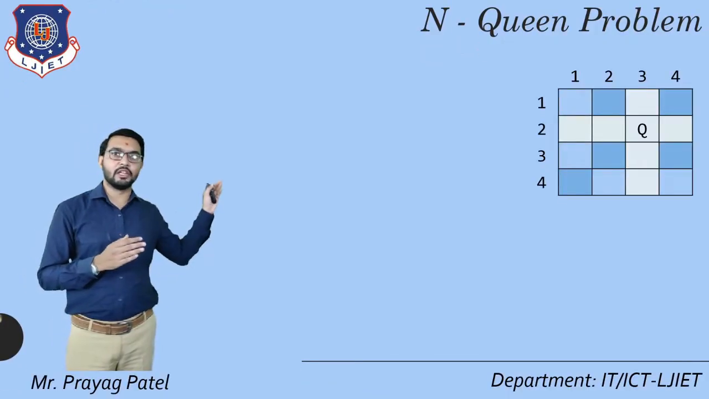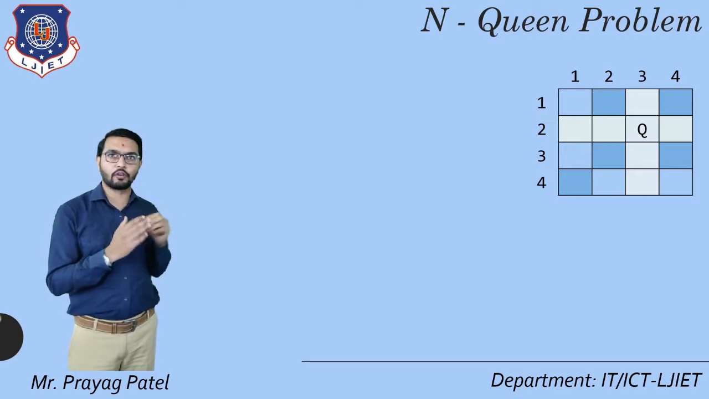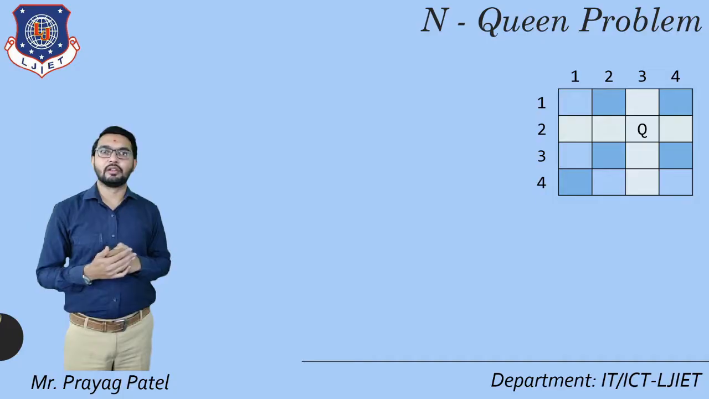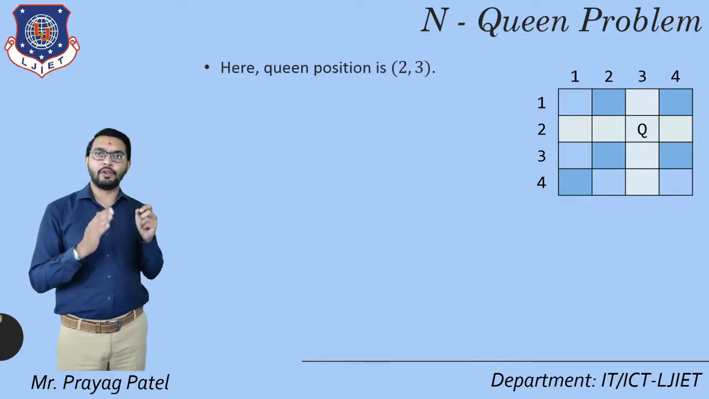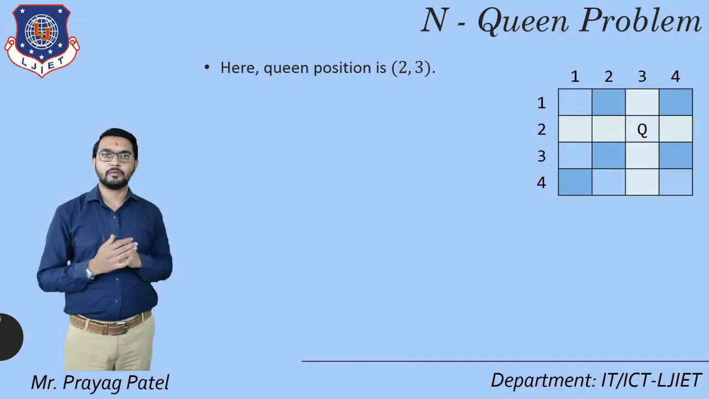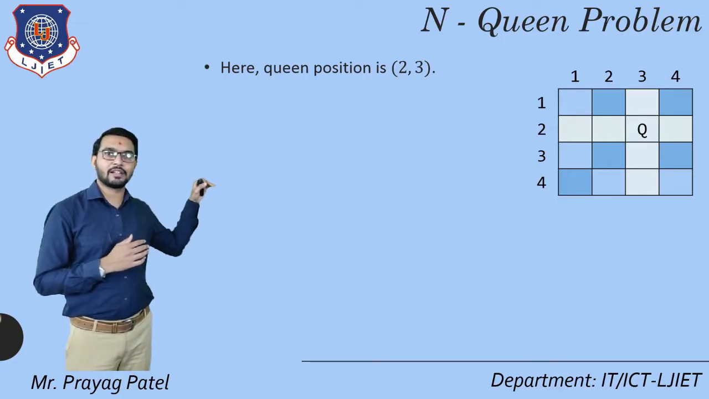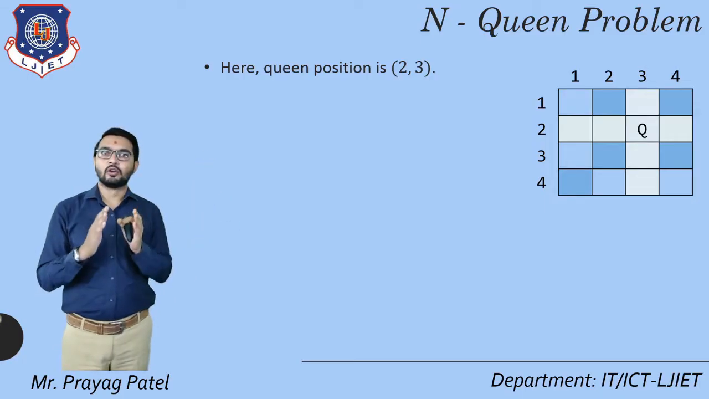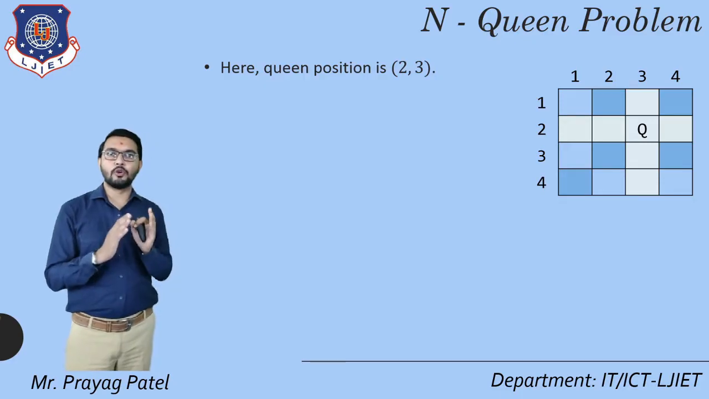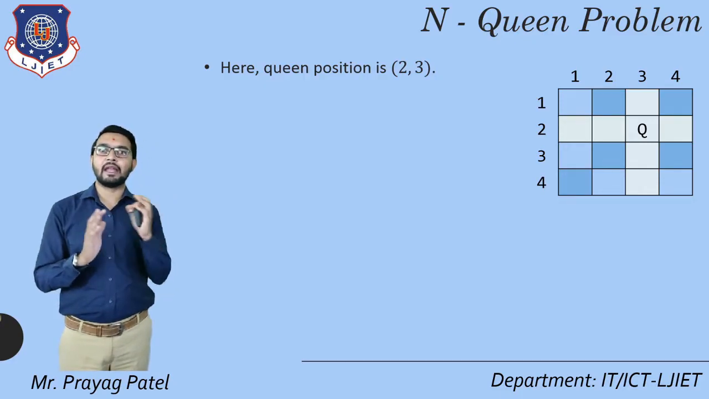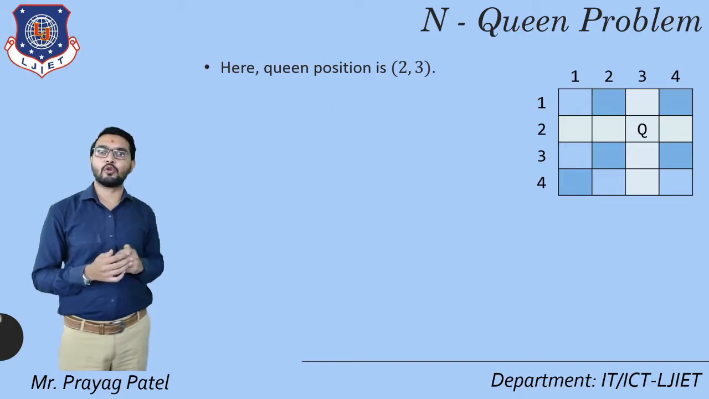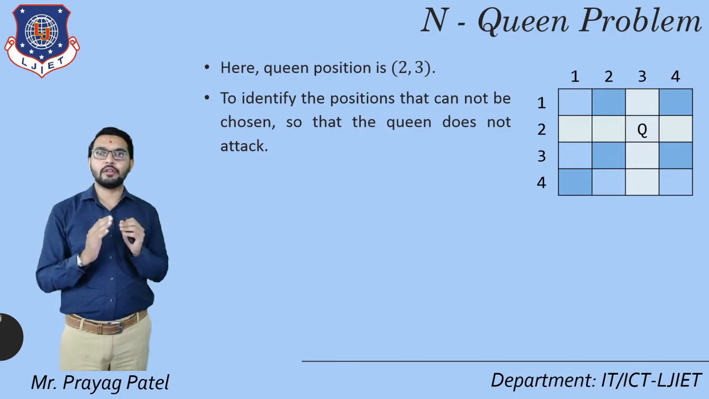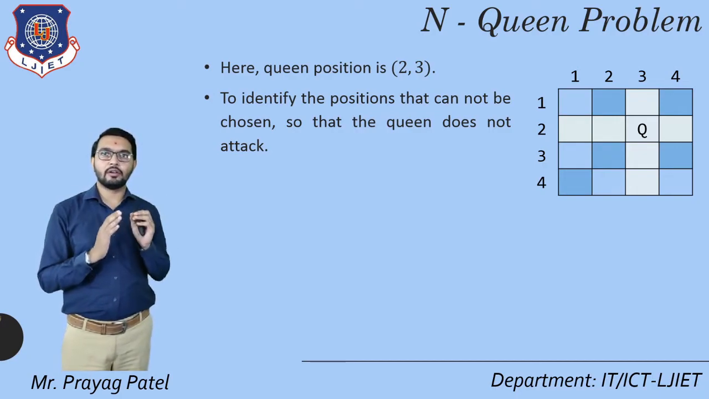Now consider this 4 cross 4 chess box for the 4 queen problem. Now understand the same row, same column and diagonal criteria here. First we put the queen at location 2, 3. Then the row number 2, white shaded, consider as your row, and the third column, white shaded, consider as your column. So in this row or in this column no other queen can be arranged. Here consider this is the same row and same column, to identify the positions that cannot be chosen so that the queens do not attack.